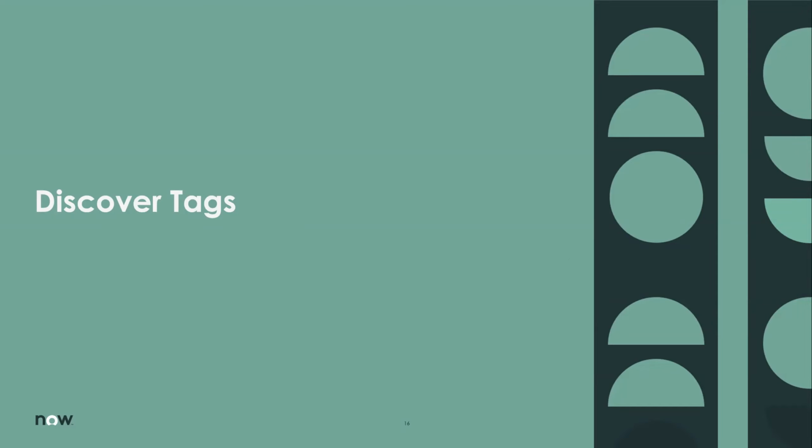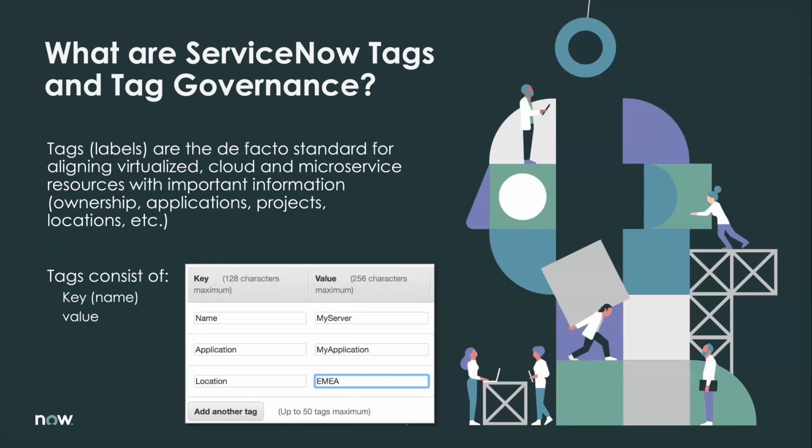All right, let's continue on and talk about tag governance. So what exactly are ServiceNow tags and tag governance? Tags are text labels that you can associate with items like your records and pages in your ServiceNow instance. Tags enable you to group and organize items, and tags can be set to global, shared, or private. I'll explain. Global tags are visible to any user, while shared tags are visible only to specific users and groups, and private tags are only visible to a single user.